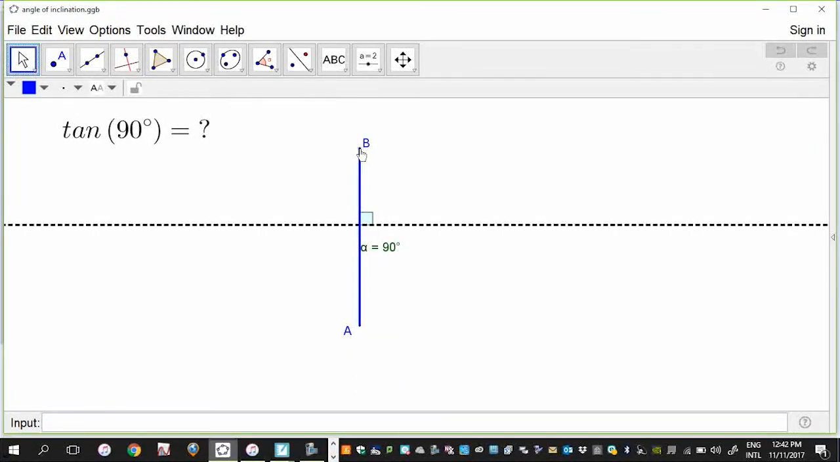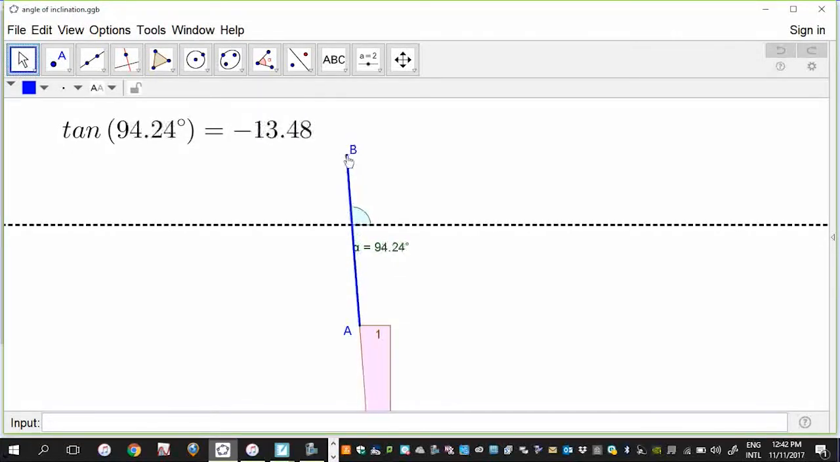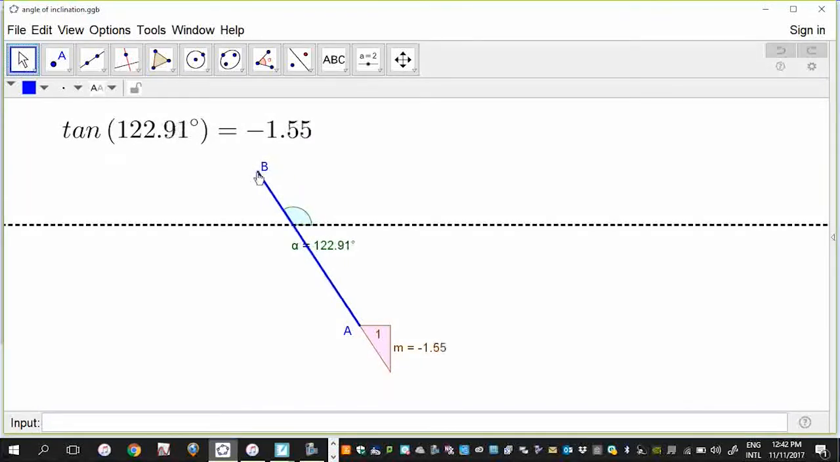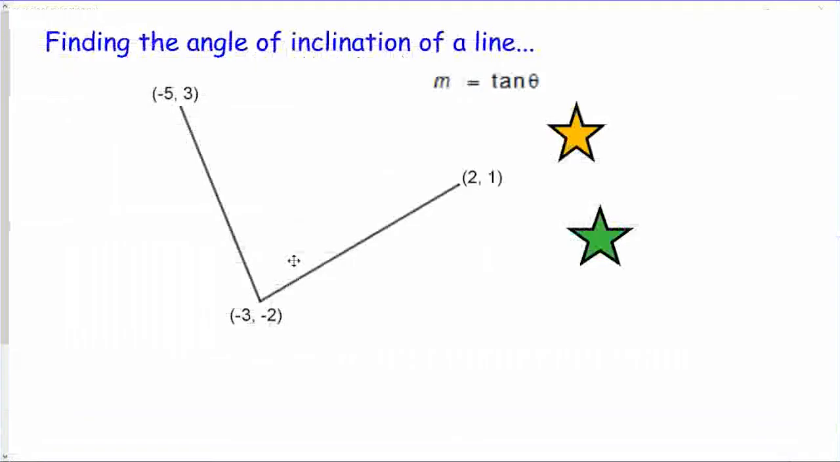All right? There's no gradient for that line because you're dividing by 0. But watch what happens when we now go negative. It's still true that the tan of the angle of inclination is equal to the gradient. Notice, though, that the angle is now obtuse, and the line has a negative gradient. The tan of an angle that's obtuse is negative. So it all kind of takes care of itself. Let's see how this plays out in actually doing an example or two.